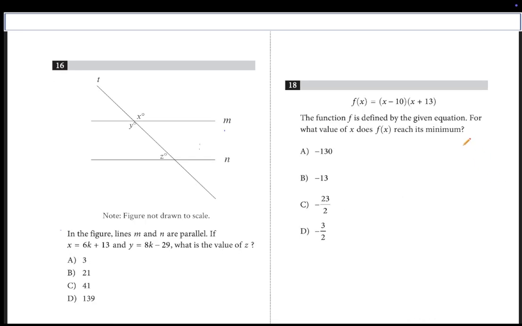So here we have number 18. This one's way more simple compared to the one we just did at 17. So we have f of x is equal to x minus 10 times x plus 13. The function f is defined by the given equation. For what value of x does f of x reach its minimum?